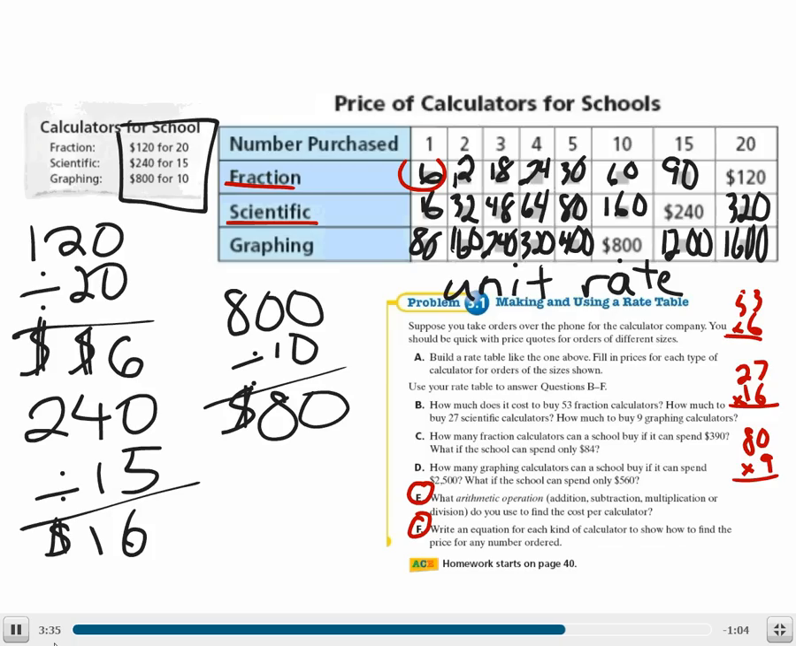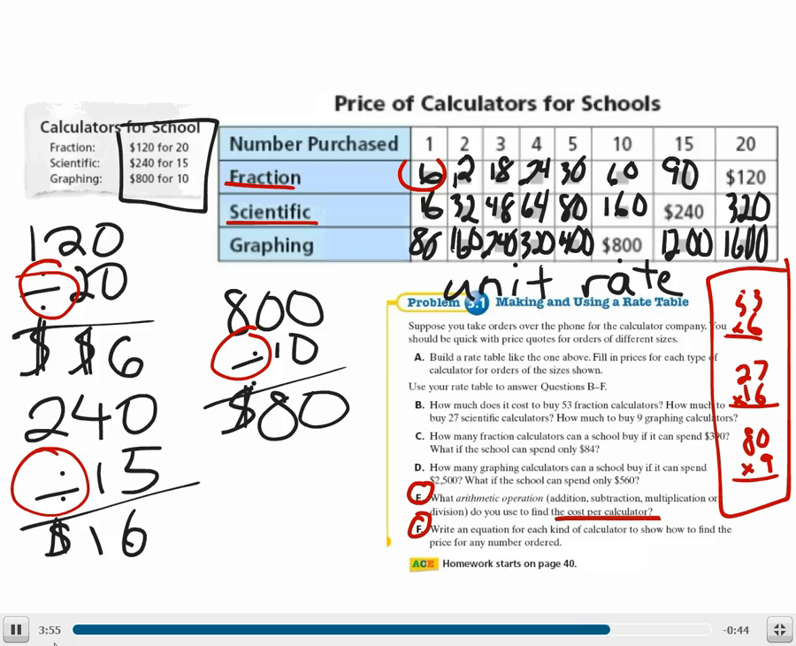What arithmetic operation do you use to find the cost per calculator? What arithmetic operation did we use to figure out the price per calculator? And then write an equation for each kind of calculator to show how to find the price. Write an equation for each of these.